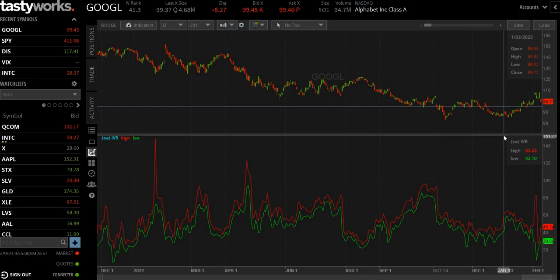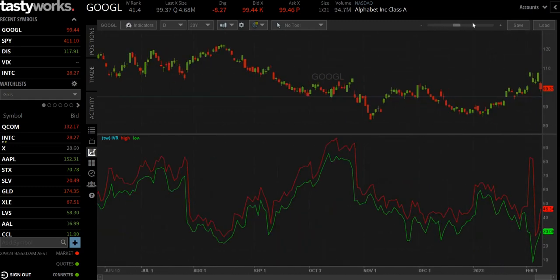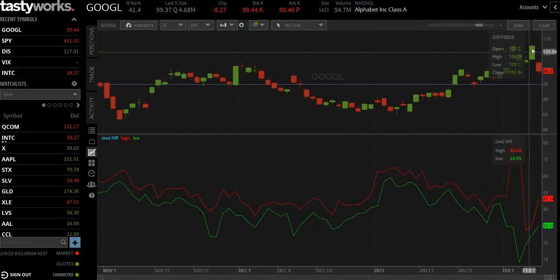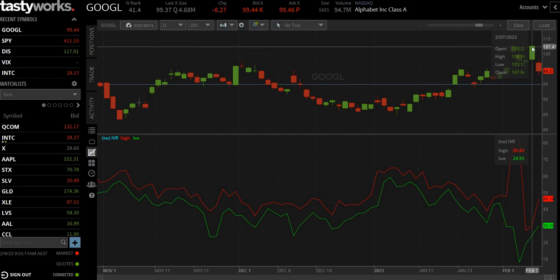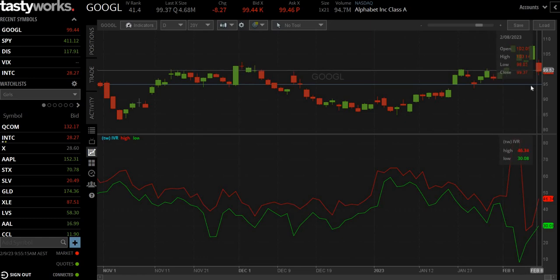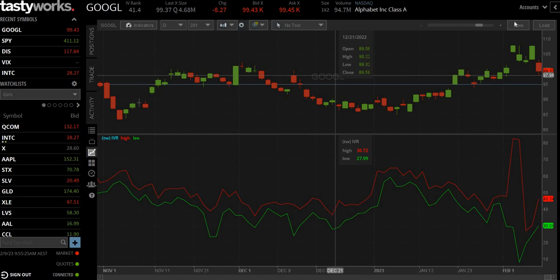Today, one of the biggest tech names, Google, dropped 7.5%. Have a look at this daily chart over here. When I zoom in, you can see that yesterday the closing price was at 107.64, and today the closing price was at 99.37. In fact, it went all the way down to 98.03. So that's a massive move downwards.